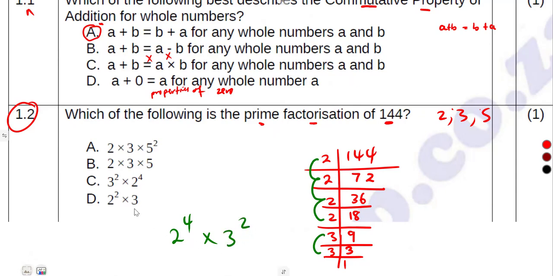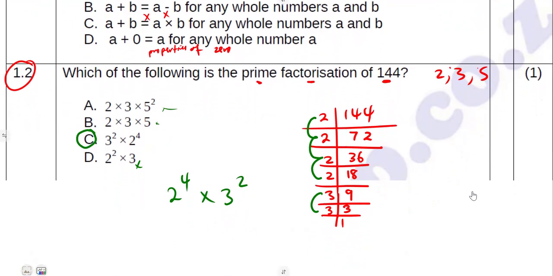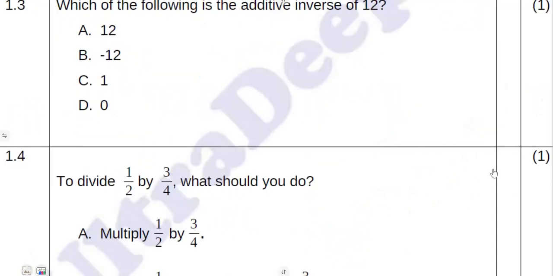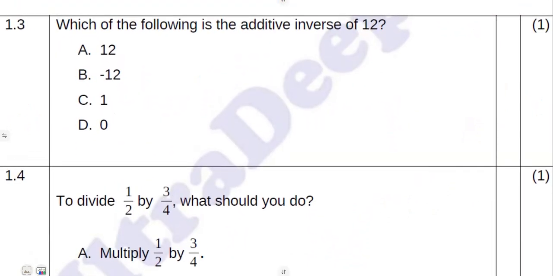If you check, the best answer was going to be C, 3 squared times 2 to the power 4. This is just one and the same. D is totally out. This one is totally out. So the best answer was going to be C. 1.3. Which of the following is the additive inverse?